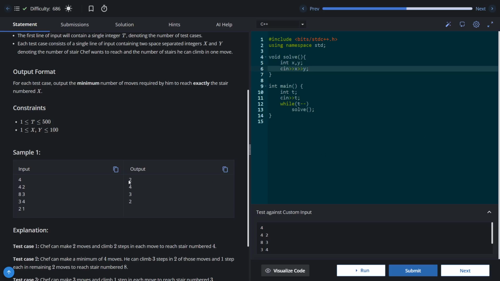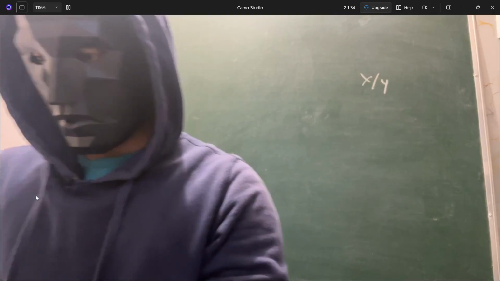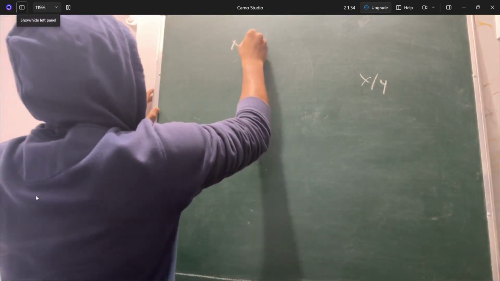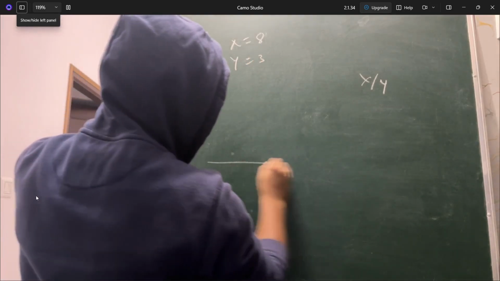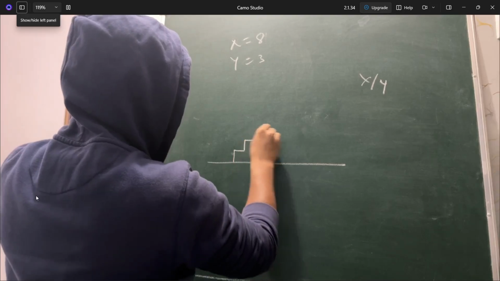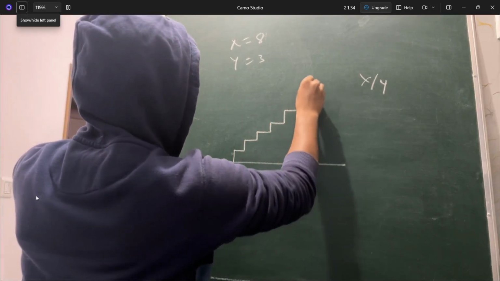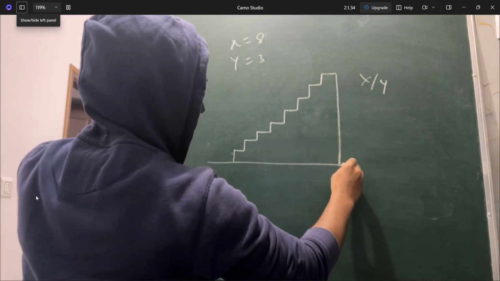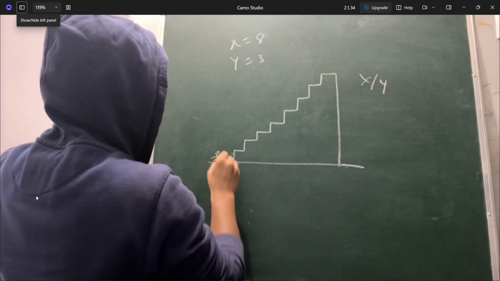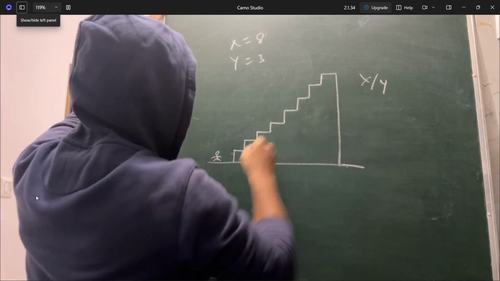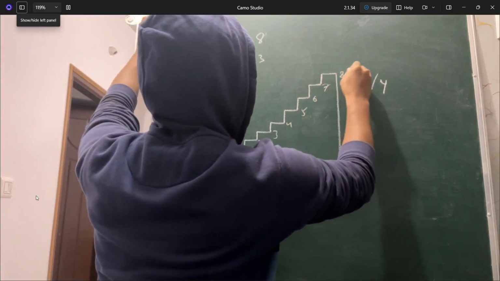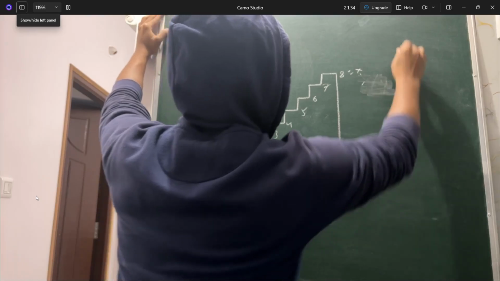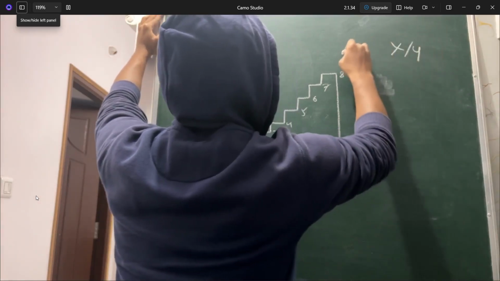So 2 is the answer. Let's try to take this one, 8 and 3. Now if you try to visualize it, 1, 2, 3, 4, 5, 6, 7, 8. This is ground level. Chef is standing here. Now he wants to move to this level, which is 1, 2, 3, 4, 5, 6, 7, and 8. This is basically x, and we need to find x by y as our answer.